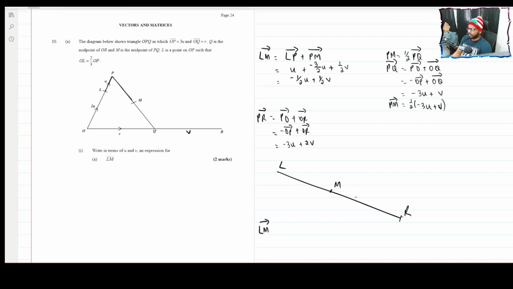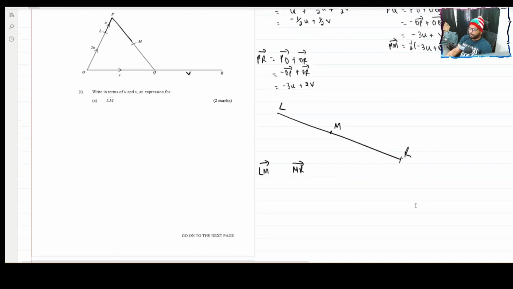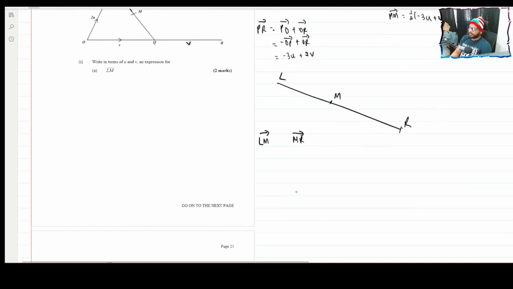Do we have MR? No, we don't. Can we get MR? Kind of difficult. Can we get LR? Still kind of difficult. So let me go with the MR now. And MR. Now, I have LM. Let me try and figure out what MR is.